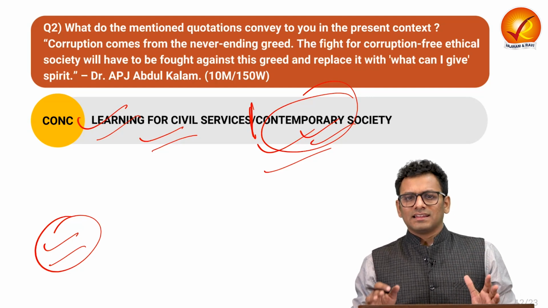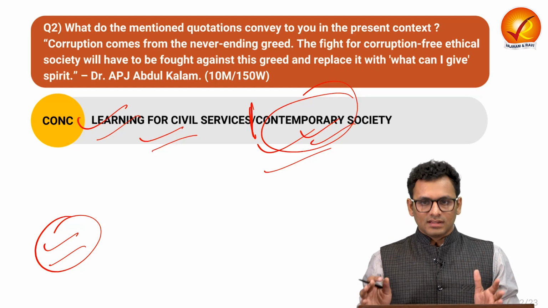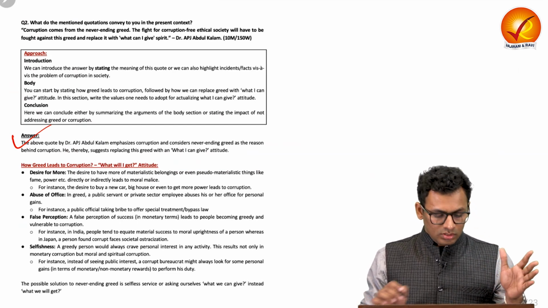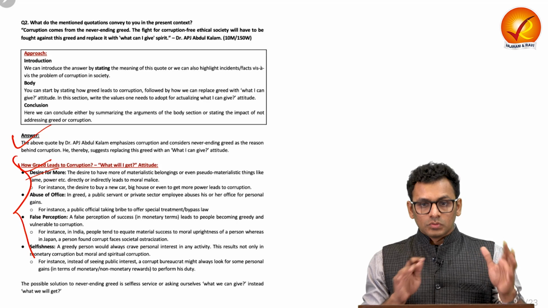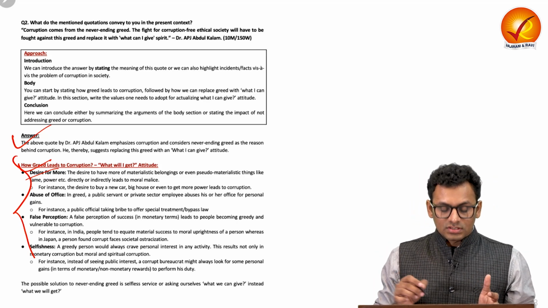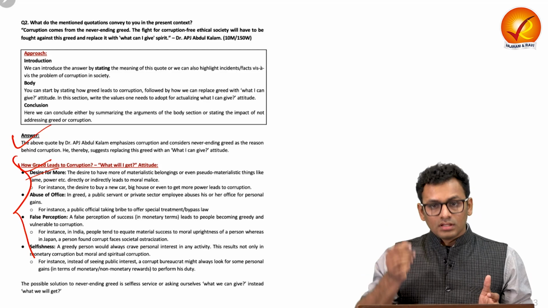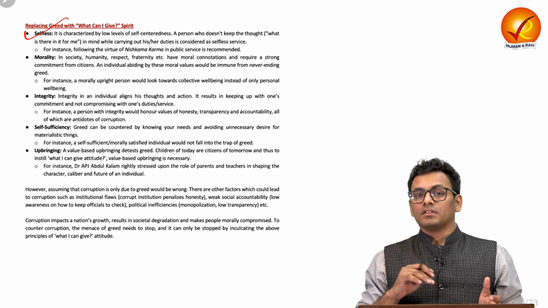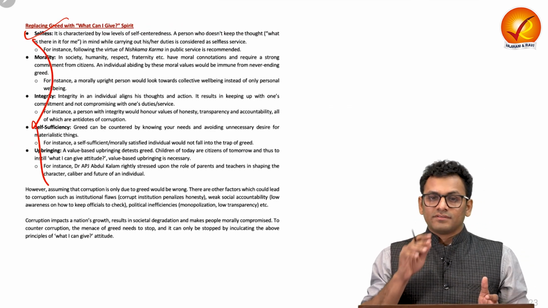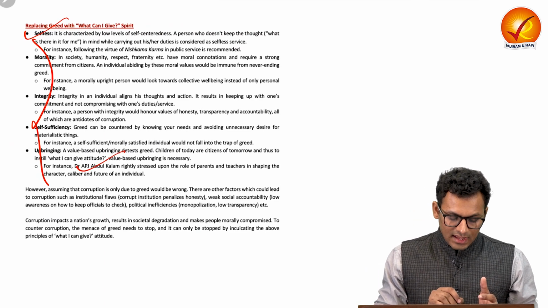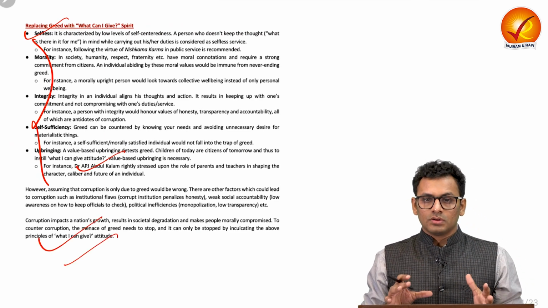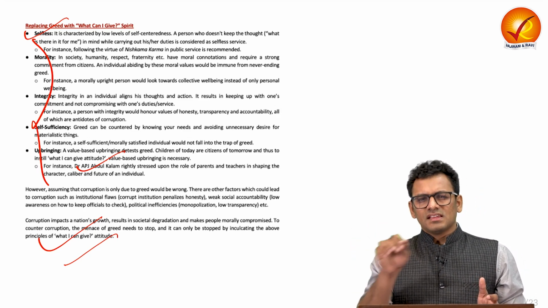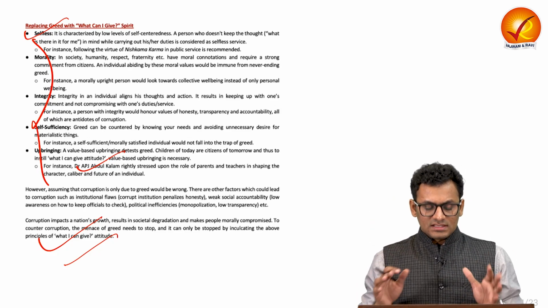Let us see the model answer and understand how can we structure our answer for writing practice. In the introduction, you can give a brief about the entire quote. In the body, you can break the quote in 2 parts, as in how greed leads to corruption, the what will I get attitude, list down different dimensions with examples, and next you talk about how replacing the greed with what can I give attitude, list down the different kind of dimensions and give example of the same, and at the last you can talk about the conclusion where you are specifically targeting the learnings for civil services as well as for the contemporary society. So that is there for question number 2.